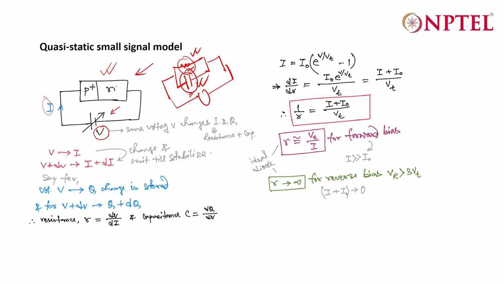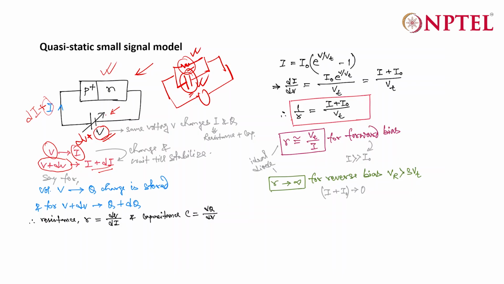Now in this case, as we already have said, the applied voltage V is responsible for your current. If you increase the voltage by a small amount, that is dV, then you will find a corresponding change in current, which is dI. So you can consider V plus dV will lead to I plus dI. And while we are changing the voltage, the entire system will take some time to stabilize. So we will consider that we are waiting until the entire system becomes stabilized.